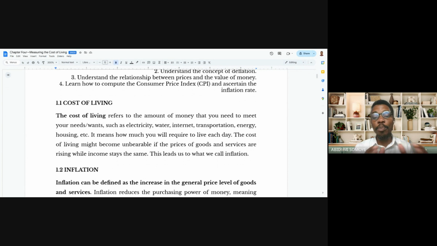So, in basic terms, the cost of living refers to the amount of money, the amount of resources that we need to live each day. All right. Now, let's go straight to inflation. So, what is inflation?